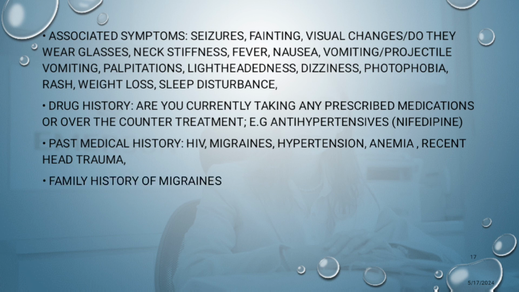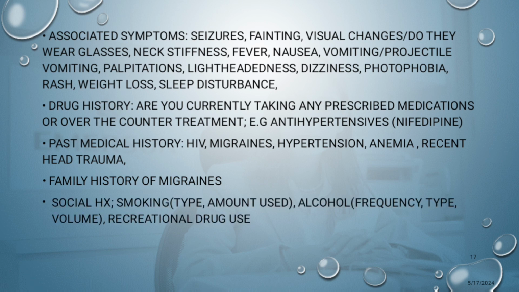Then for family history of migraines, you can ask for any family history of migraines. Okay. Then next, you can ask for social history. If the patient smokes, any history of smoking, the type, amount used, any alcohol, the frequency, type, volume, any recreational drug use. So these are some of the things you ask. So then what is your current occupation as well?